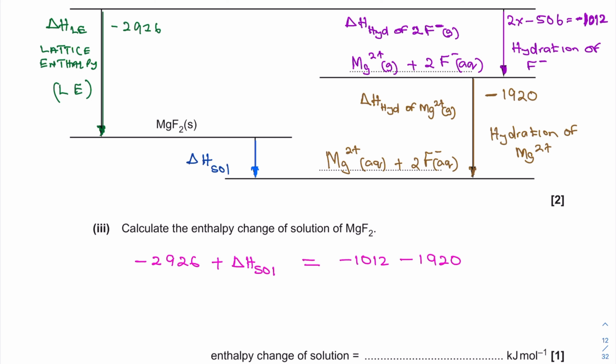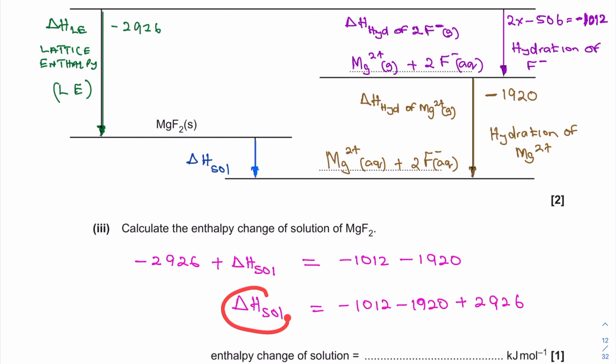So this one will be 2 times minus 506, which is that value, and again, because that's minus, and then this is minus as well, so that's minus. So that's how we do that. We equate the left hand side and the right hand side. Now we can find the delta H of solution.